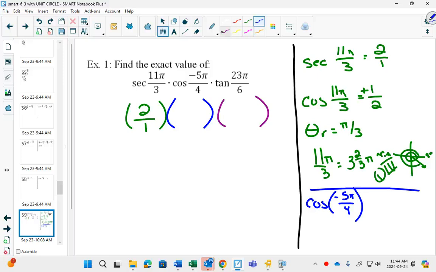Pretty obvious that it's part of the pi over 4 family. Okay? Negative 5 pi over 4 is going to be in quadrant 2. Again, I would think, hey, 5 pi over 4 is on my pi plate. In the positive direction, 5 pi over 4 is in quadrant 3. So now if I'm going 3 quadrants in the negative direction, it's going to be in quadrant 2. Cos is negative in quadrant 2, and pi over 4 for cos is always root 2 over 2.